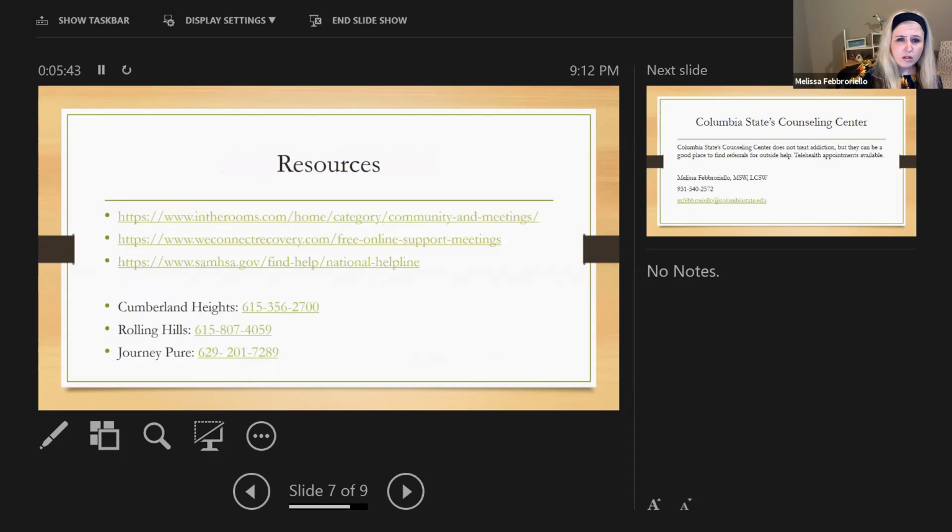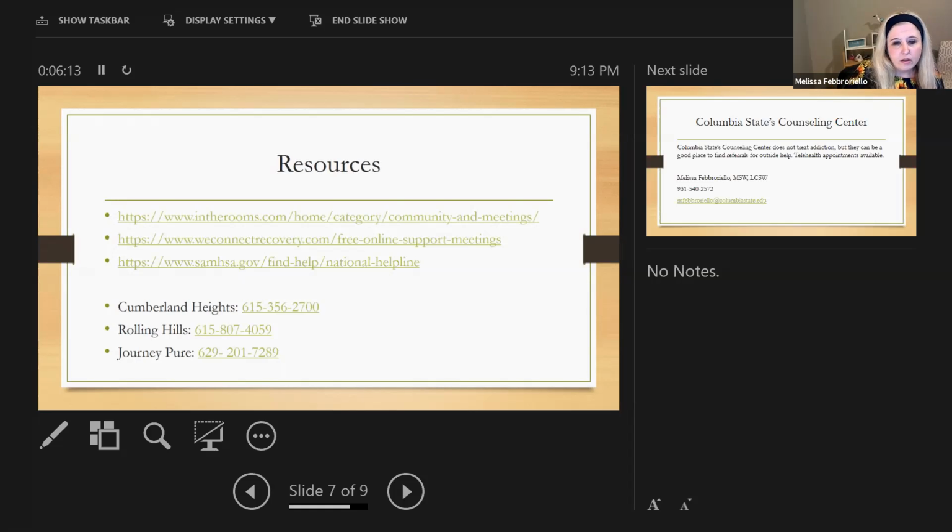So the first two links are for virtual support rooms. Those are ones that you can just pop in, they're free, and join a community of people to support you. And the last one there is the Substance Abuse and Mental Health Services Administration, a government website, a national website for help, with lots of different resources.